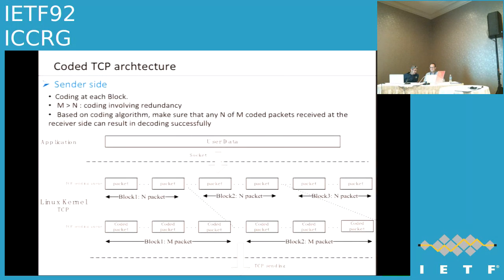It's assumed to be n, and then we encode the packets in each coding block, and the number of the output coded packets is m. We make sure that m is greater than n in order to ensure redundancy is involved and the coding is going on. In this case, the coding algorithm makes sure that if any n of m packets is received at the receiver side, it can successfully decode the packets.